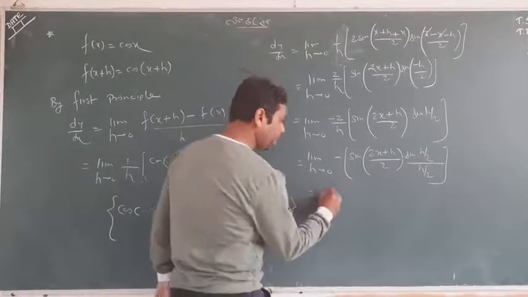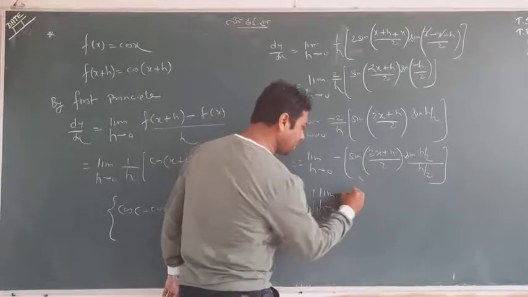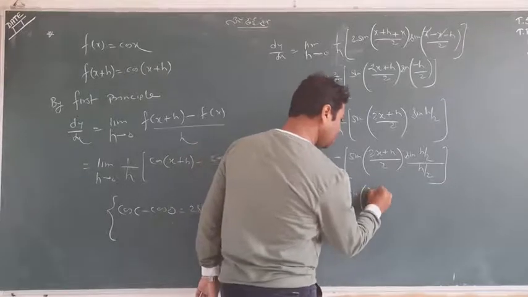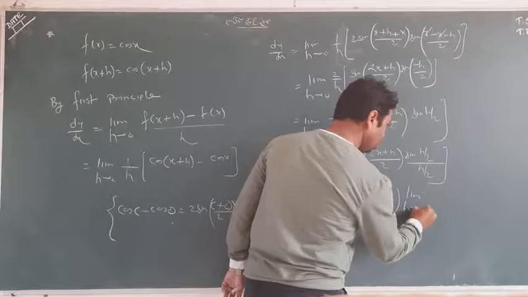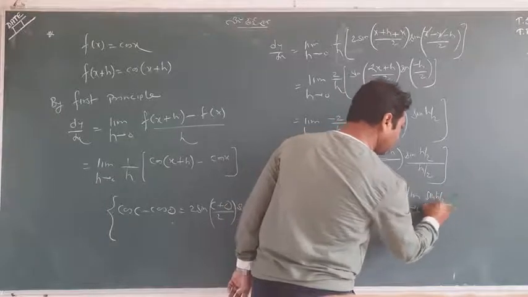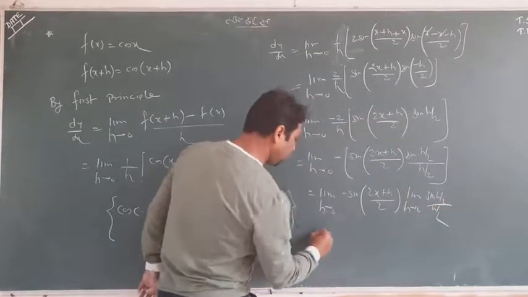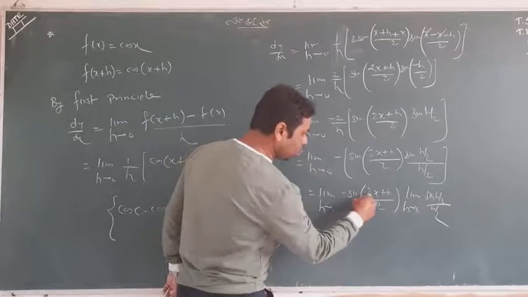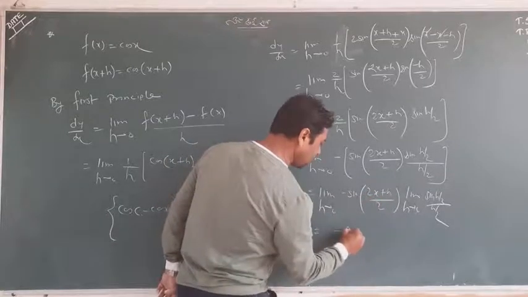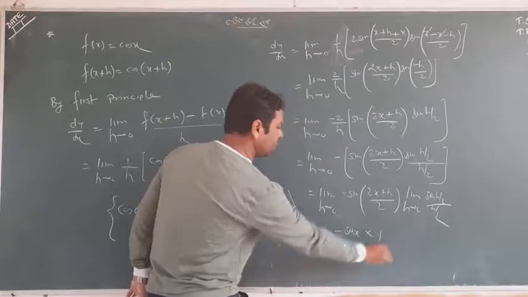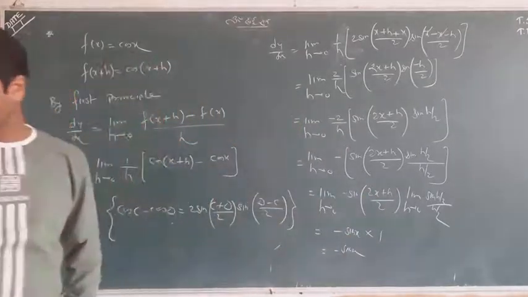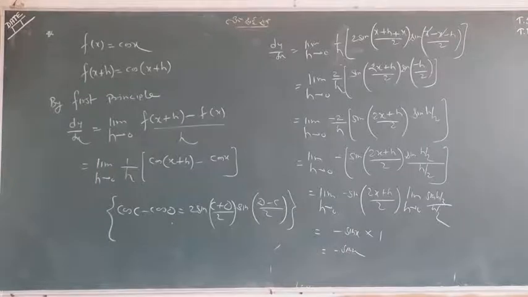Then I will separate the limit: minus sin of 2x plus h by 2, and the limit of sin of h by 2 upon h by 2. You know this. Put the value h tends to 0, 2 and 2 cancel, so minus sin x is here and this is 1. So the answer is minus sin x. So this is the differentiation formula of cos x we have obtained.